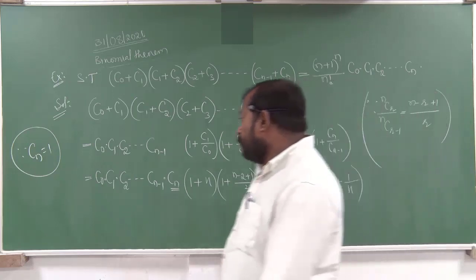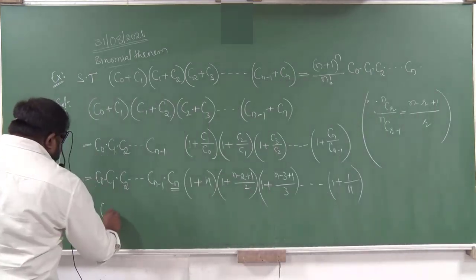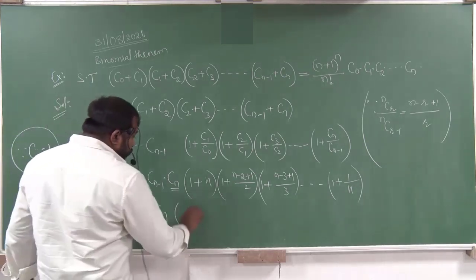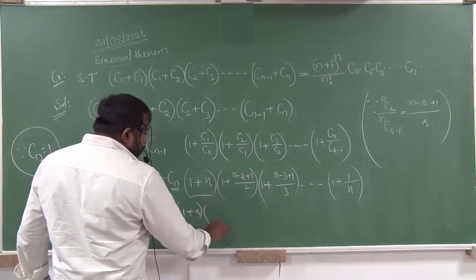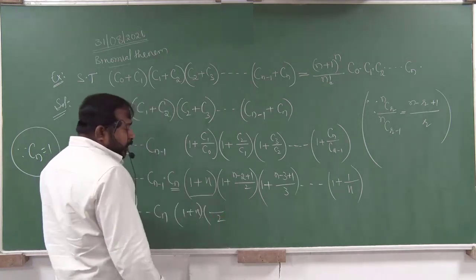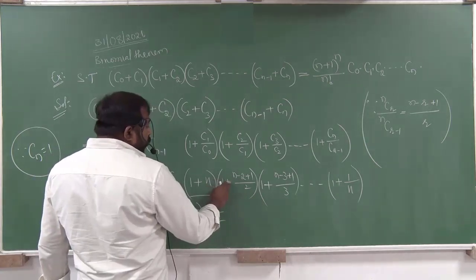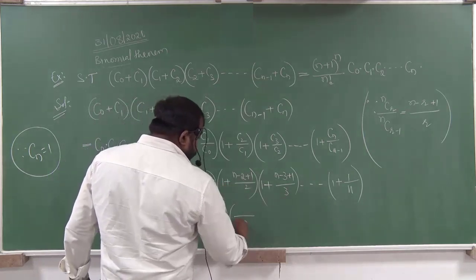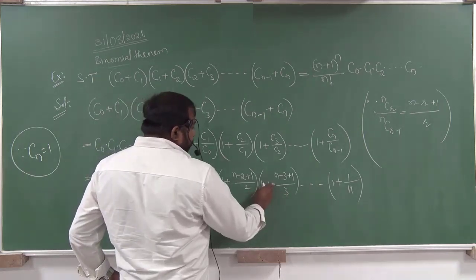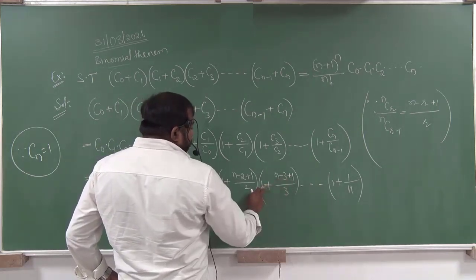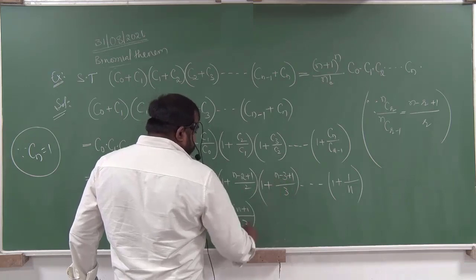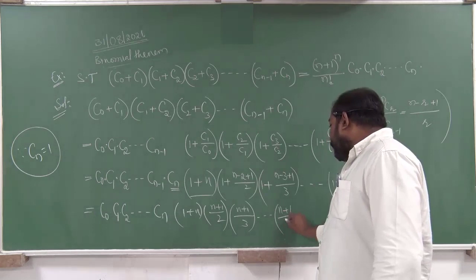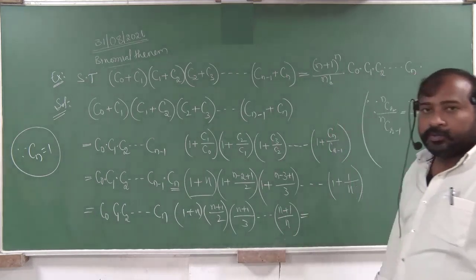Now simplify this whole value, which is equal to C0 into C1 into C2 into, and so on, Cn into 1 plus n with denominator 2. Here 2 you will get. 2 plus n minus 2 plus 1 means n plus 1 by 2. Here denominator value 3 you will get. 3 plus n minus 3 plus 1, the 3 minus 3 cancel, again n plus 1. Like that, the last value you will get is n plus 1 by n.